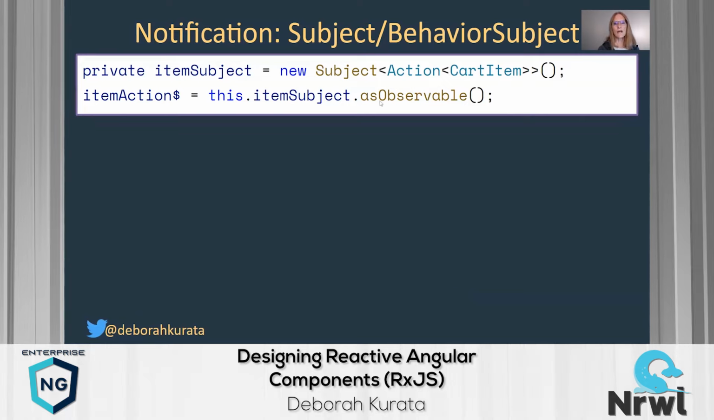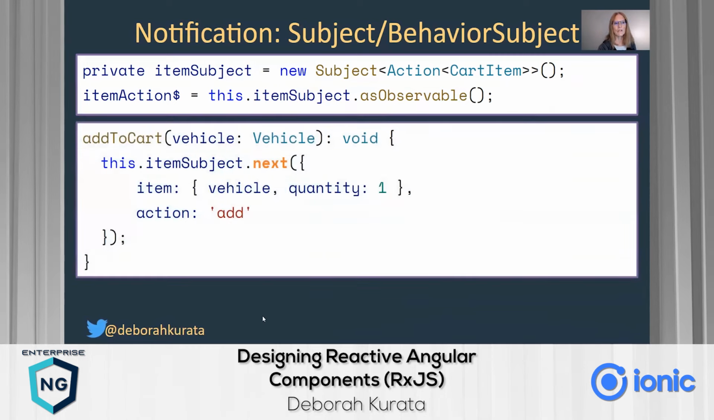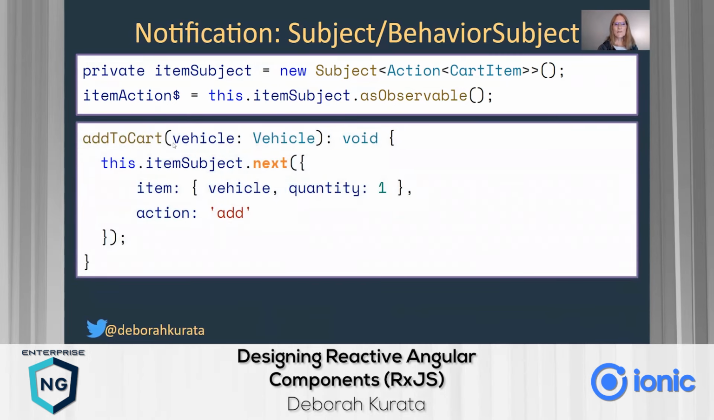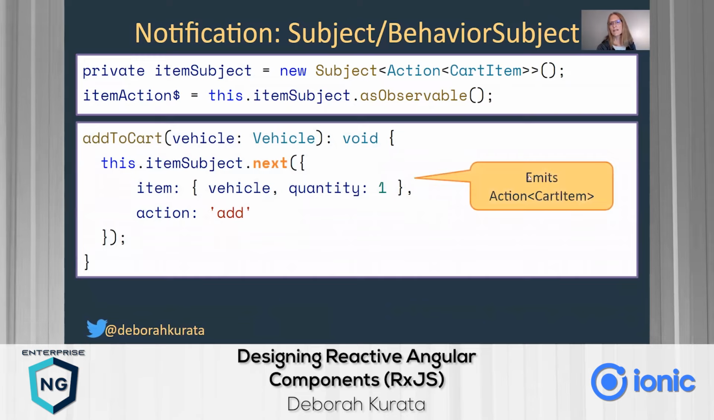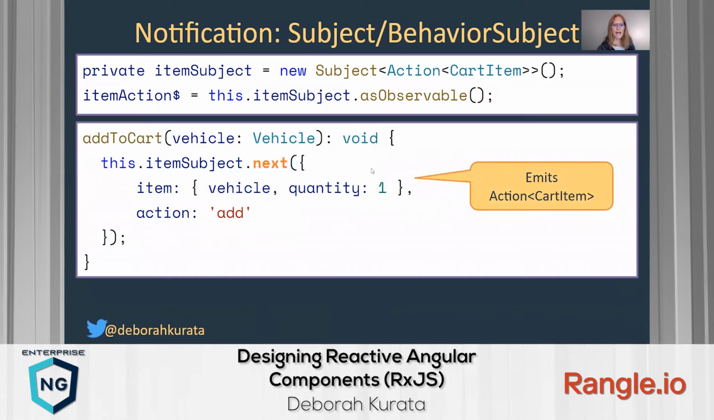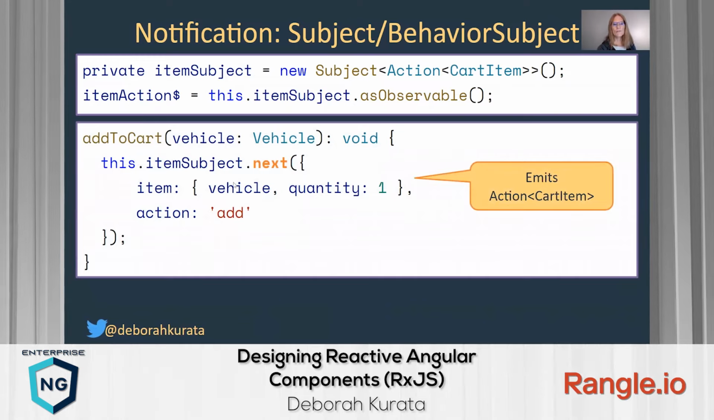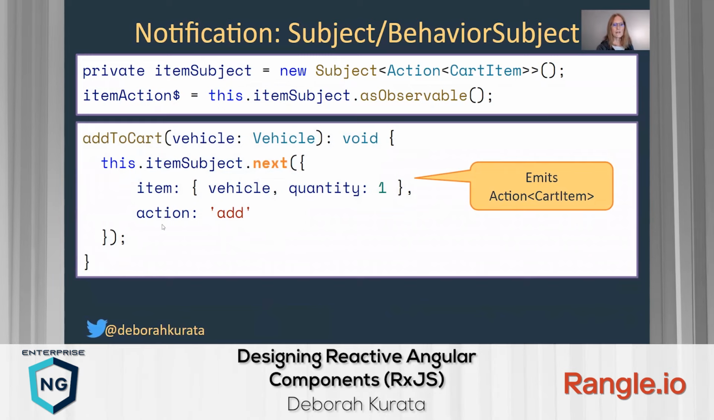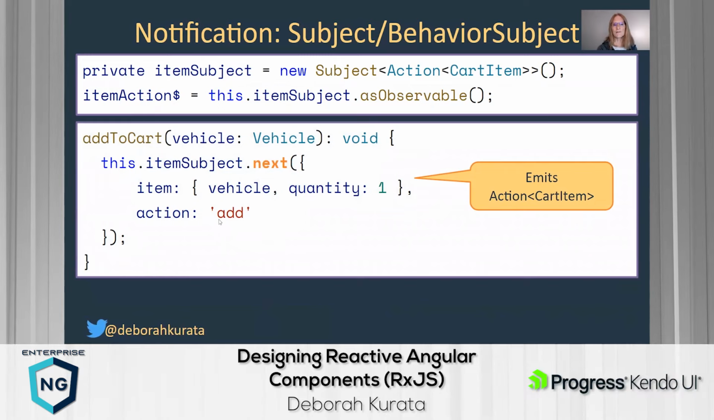And then, of course, we have our read-only as observable part. So when we add to the cart, we're going to actually emit this value. And our action looks like our item, which is our vehicle and our quantity, and our action, which to add to cart will be add.